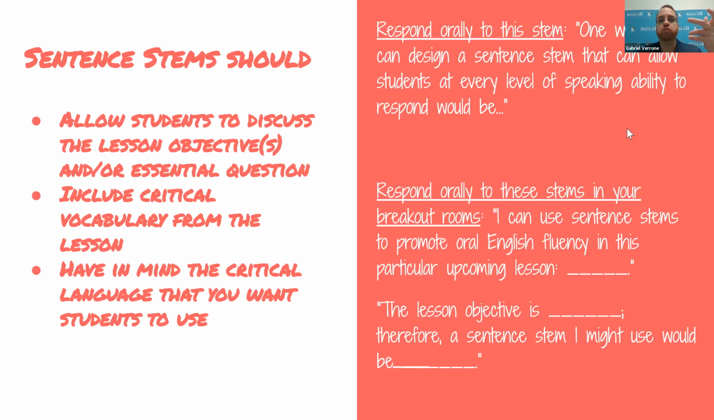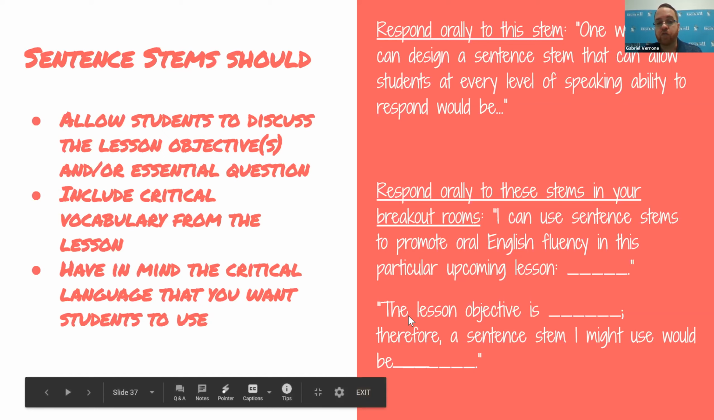So choose a particular lesson area if you don't have a particular TEK in mind, okay? Or if you want to go back to the science TEK in measuring physical properties, you can use that one as well, all right? So the other stem you can use is, the lesson objective is blank. The lesson objective is physical properties of objects. Therefore, a sentence stem I might use would be, okay?